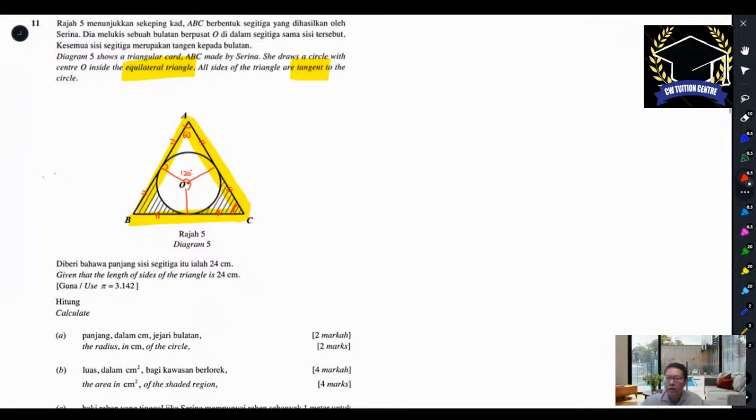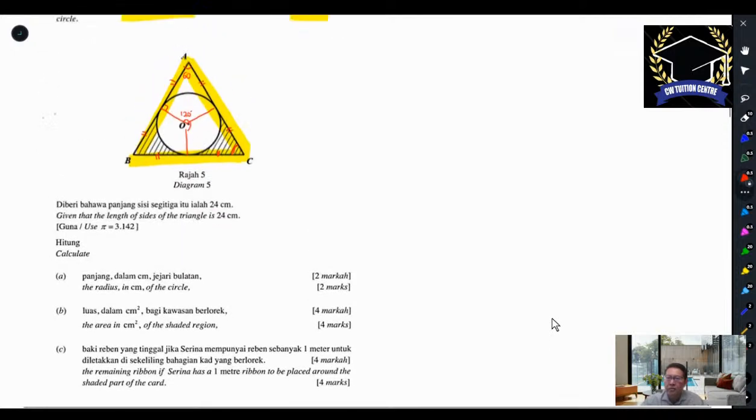Okay, let's do the question. Diberi bahawa panjang CC is 24 cm. Panjang CC segitiga. So that means you're telling me this is 12 and 12. So panjang jejari bulatan, part A. The question is asking for panjang jejari bulatan. That means I want to find R.